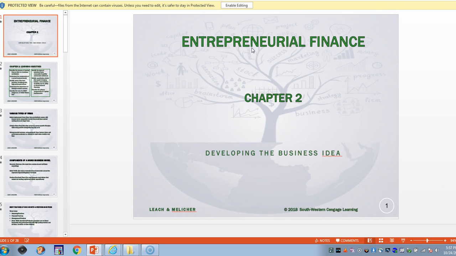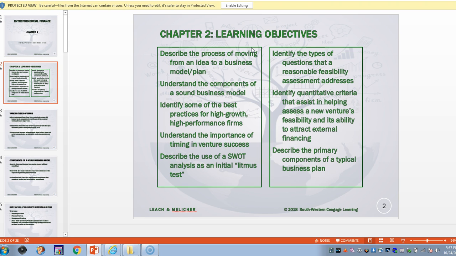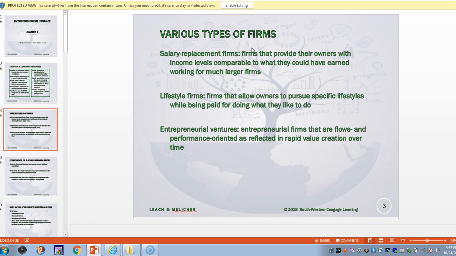All right, so here's chapter 2, and this is titled Developing the Business Idea. We're going to go through components of a business model. And this is important here: the various types of firms. You'll probably see one of these questions on the midterm. Salary replacement firms, lifestyle firms, and entrepreneurial ventures.